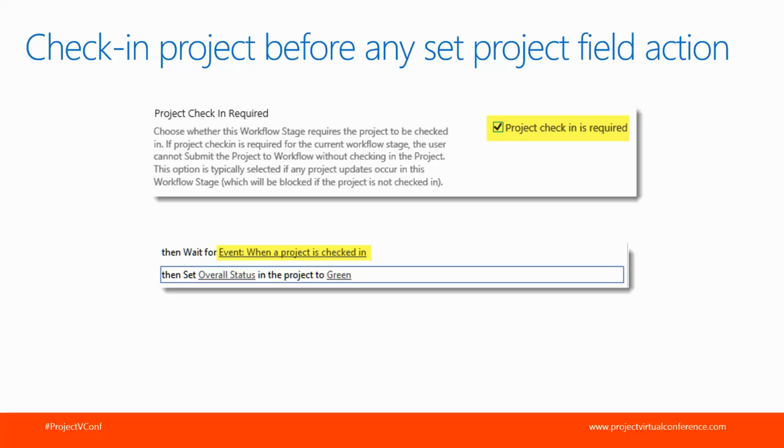If you want to set a field later in the stage, what you'll need to do is use that wait for event. Here I'm showing a wait for event action where I'm waiting for the project to check in the workflow, and then I can set the overall status or any other field I needed to in my project.